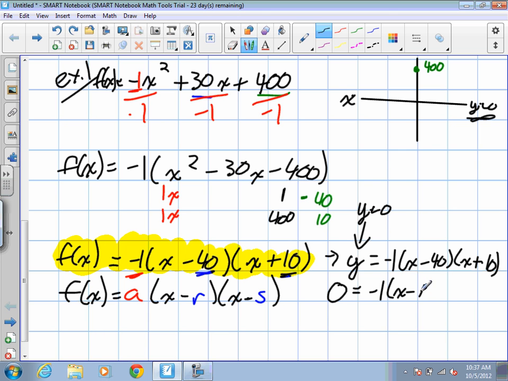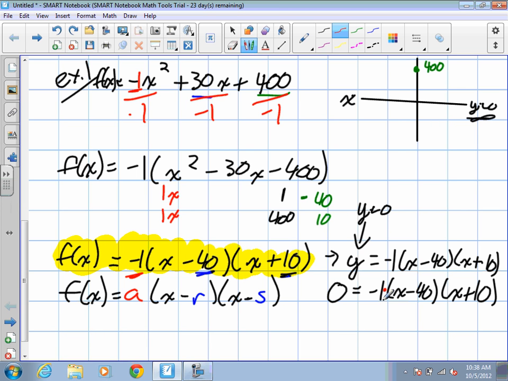Okay. I need to isolate these for x. Well, I have a negative 1. How can I get rid of this negative 1 since it's multiplied by? How can I eliminate it? If it's negative 1 times this term, how do I move it to the other side? What's opposite of multiplication? Division. We can divide by this, okay?